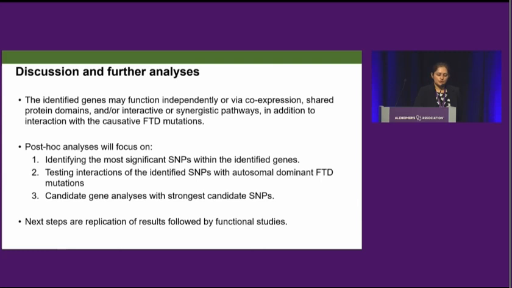So we are doing several post-hoc analyses, which are focusing on identifying the most significant SNPs within these identified genes, testing interactions of these identified SNPs with autosomal dominant FTD mutations, and candidate gene analysis with the strongest candidate SNPs. Finally, the further steps are replication of these results followed by functional studies.